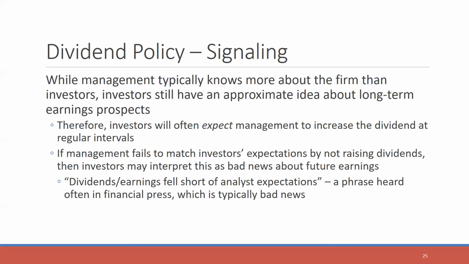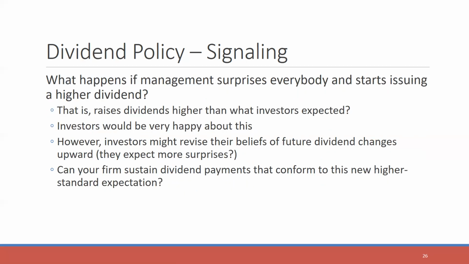While management typically knows more about the firm than investors, investors still have an approximate idea about long-term earning prospects. So investors will often expect management to increase the dividend at regular intervals. If management fails to match investors' expectations by not raising dividends, then investors may interpret this as bad news about future earnings. So you hear this phrase quite often: dividends or earnings fell short of analyst expectations, which again is typically bad news. Why? Because investors are expecting this increase in dividends.